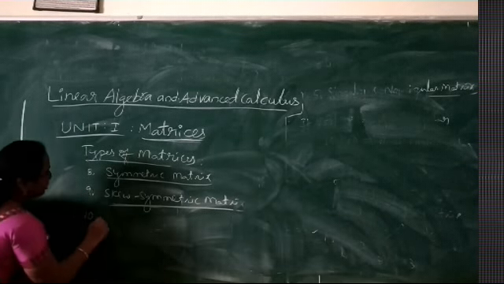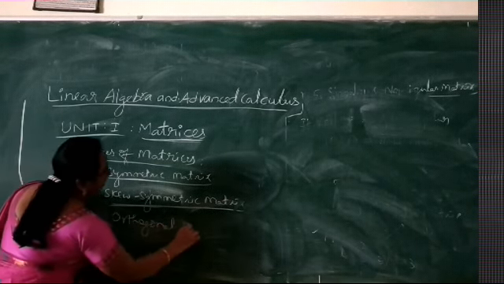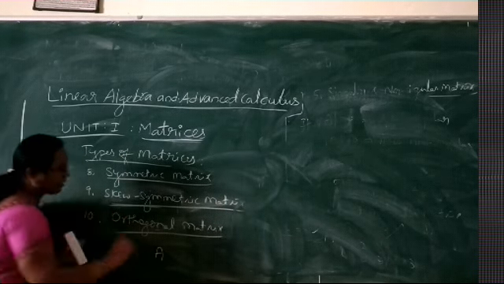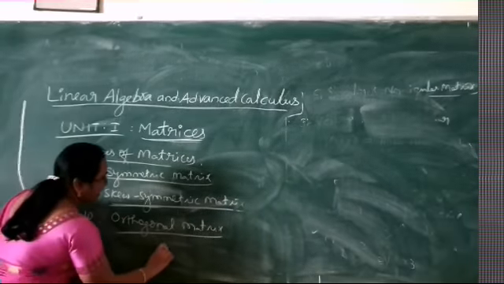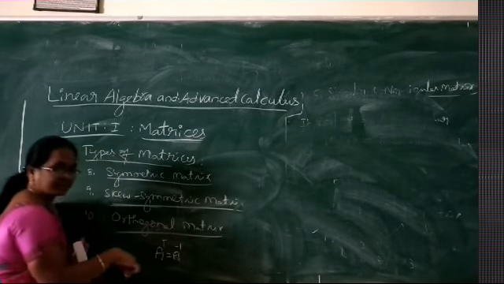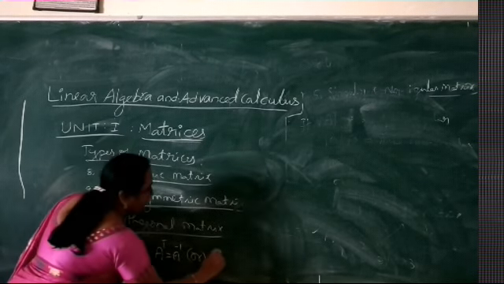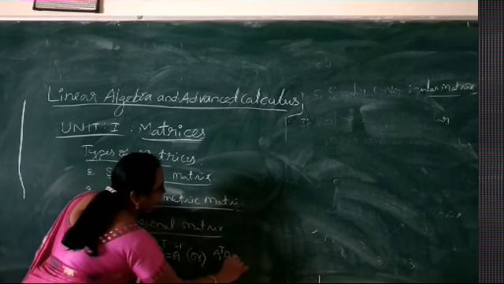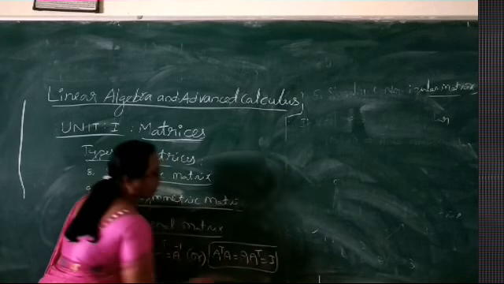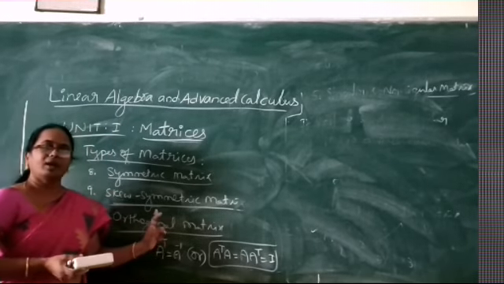Let me write here. It is called an orthogonal matrix. Suppose A is a given square matrix. When we calculate its transpose, we find that the transpose is equal to its inverse. The same, in other words, can be written as: if A transpose into A is equal to A into A transpose is equal to an identity matrix, we say that the matrix A is an orthogonal matrix.